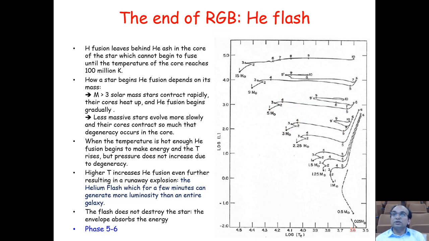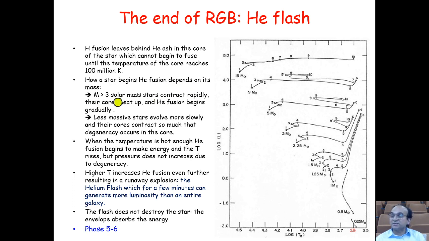So the hydrogen fusion leaves behind helium in the core of the star, which cannot begin to fuse until the temperature of the core reaches 100 million Kelvin, that is 10 to the power 8 Kelvin. How the star begins helium fusion depends on its mass.